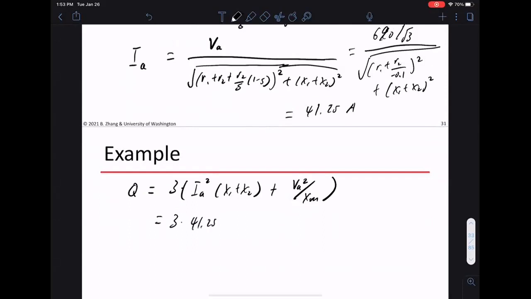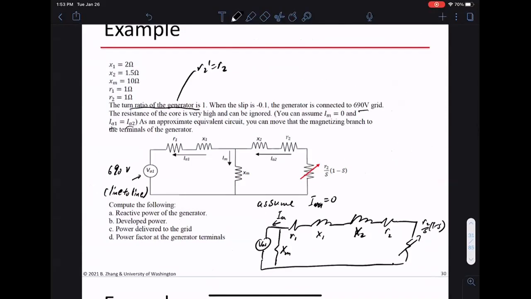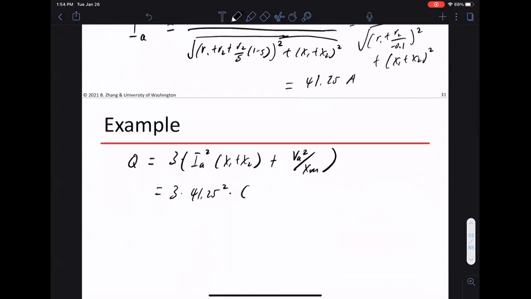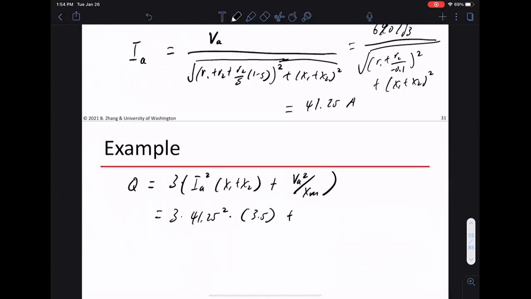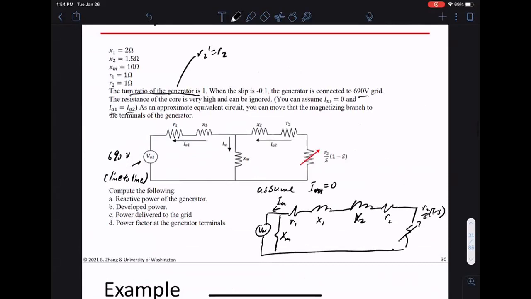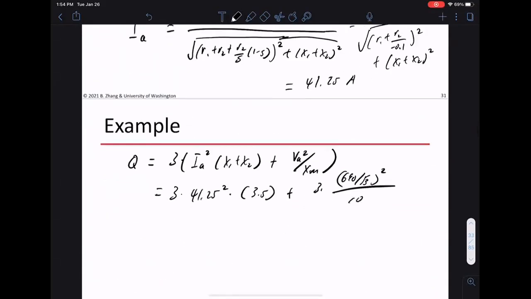3 times 41.25 squared times (X1 plus X2), 3.5, plus 3 times (690 over √3) squared over 10. So I get the amount of reactive power as 65.47 kilowatt. Okay, so this is my reactive power calculation.